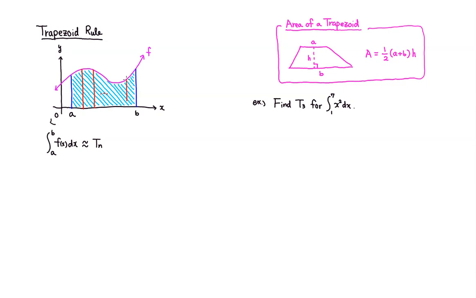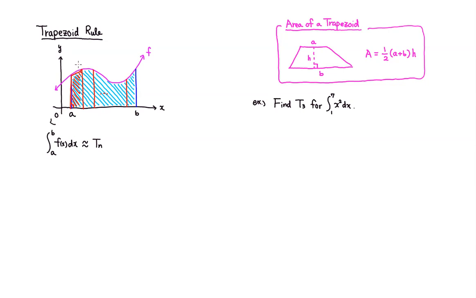Instead of using a rectangle, we're going to use a trapezoid. I'm going to connect these two with a line segment, and you can see that we form a trapezoid, like that. And we try to find the area of the trapezoid.